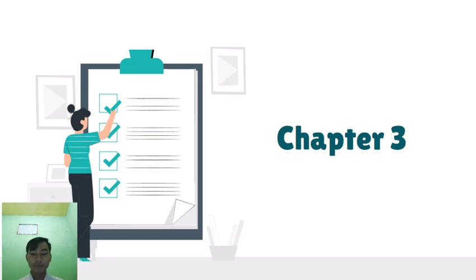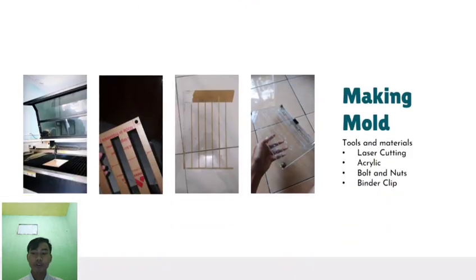Chapter 3. Making mold. For specimen manufacturing, the main tools and materials are laser cutting, acrylic, bolt and nut, and binder clip.